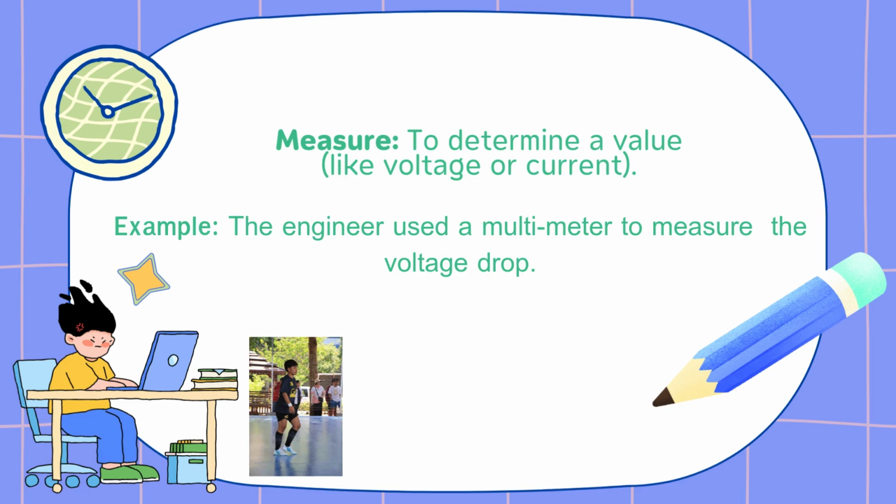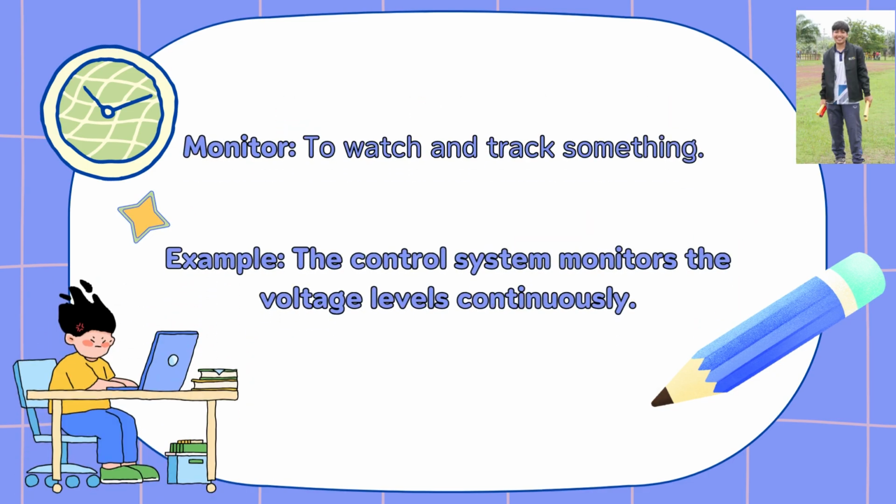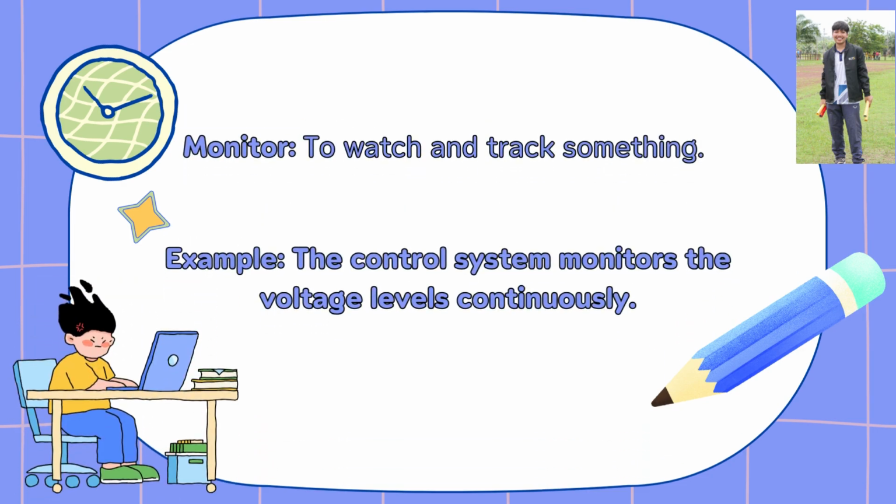Measure, to determine a value, like voltage or current. Example, the engineer used a multimeter to measure the voltage drop. Monitor, to watch and track something. Example, the control system monitors the voltage levels continuously.